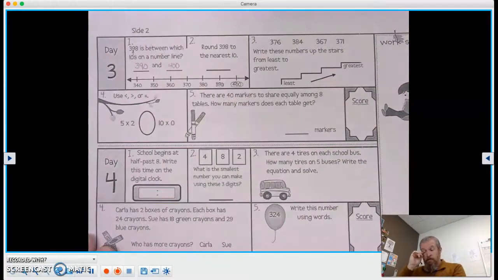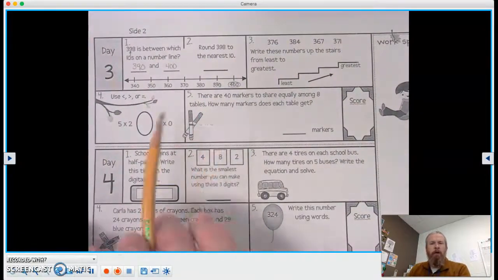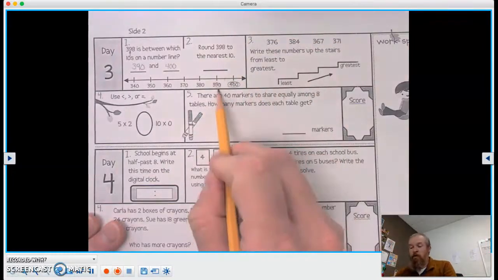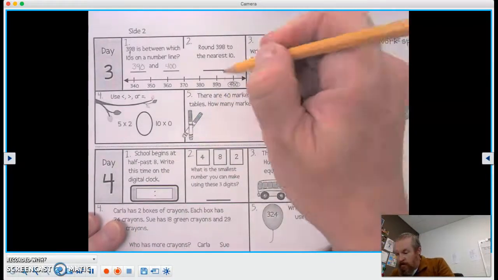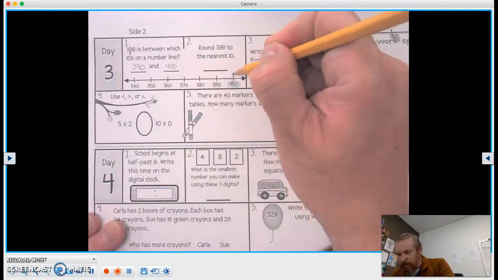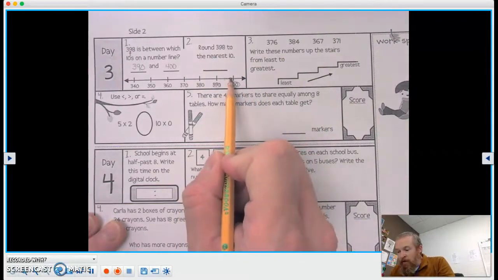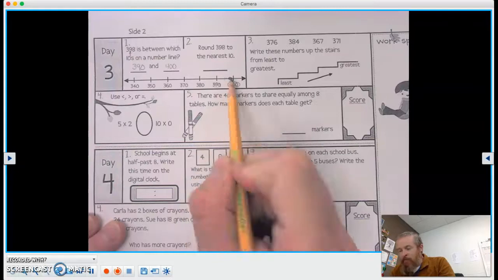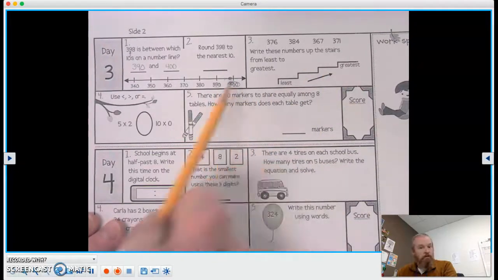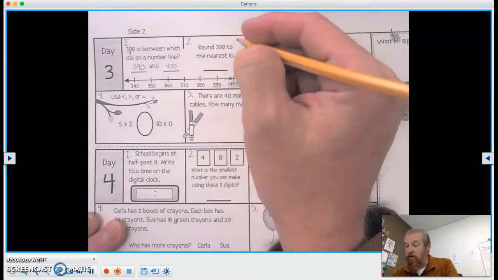Now it says round 398 to the nearest 10. So let's look at about where that would be. 395 would be halfway between 390 and 400. And then we'd say 96, 97, 98. So 398 would be like way over here, right? If I put a dot on there, somewhere around there. So what is that closer to? Is it closer to 390 or is it closer to 400? Yeah, it's closer to 400.